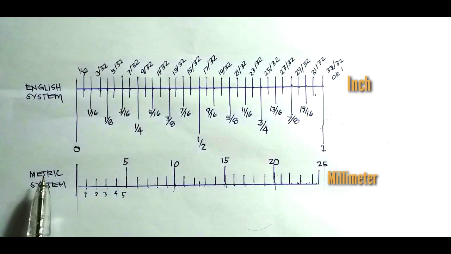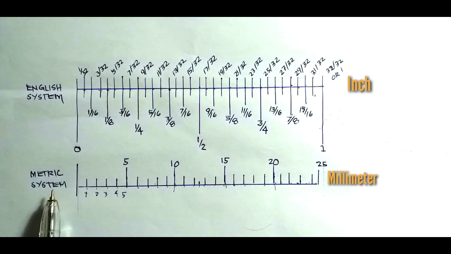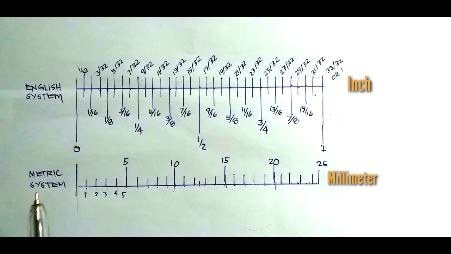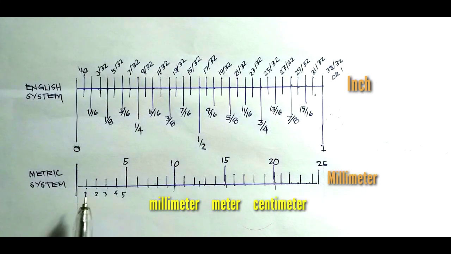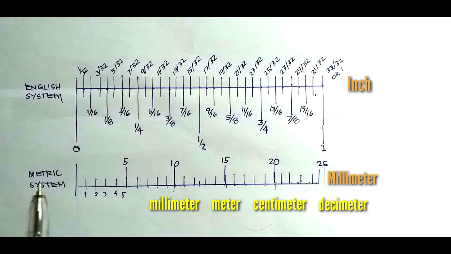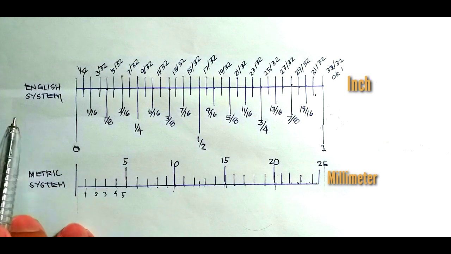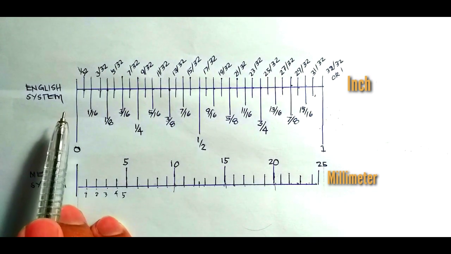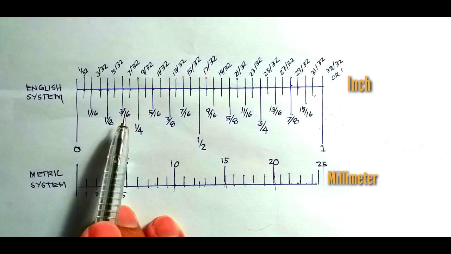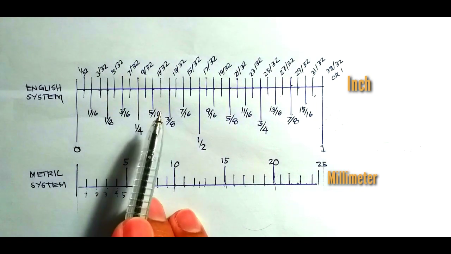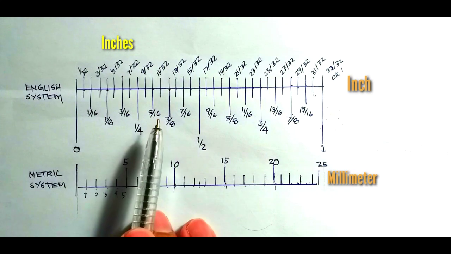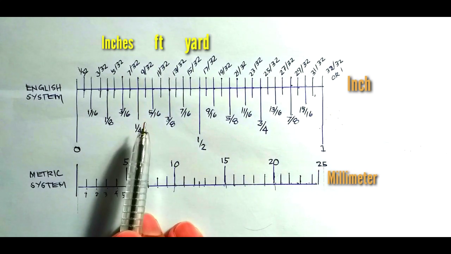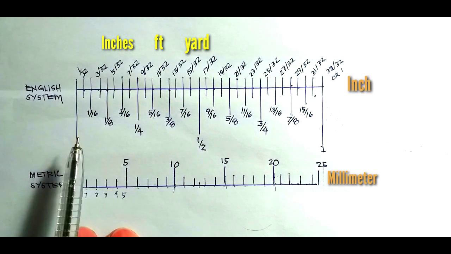This tool has two units, the metric system and the English system. The difference between the two is that the metric system simply moves the decimal point to convert between measurements, in which millimeter, meters, centimeter, decimeter belong to the system, while the English system requires a conversion ratio or a unit factor to move between measurements, in which inches, feet, yard belong to the system.